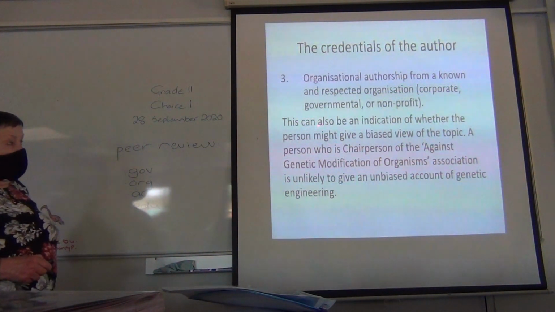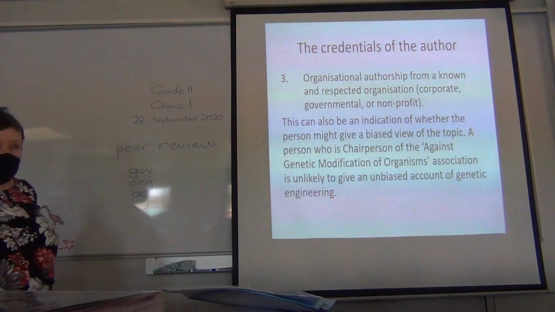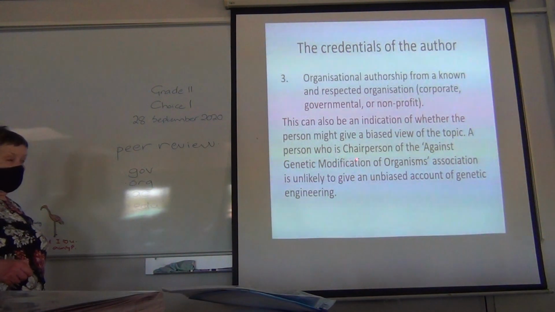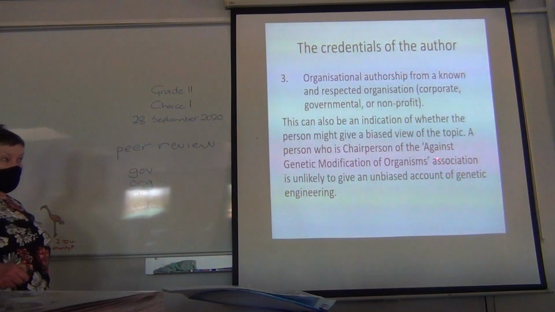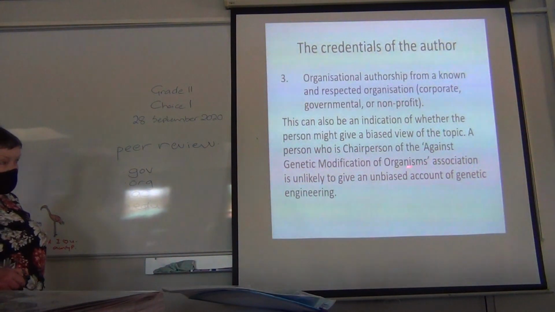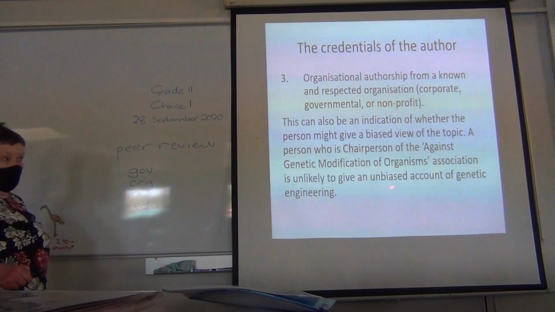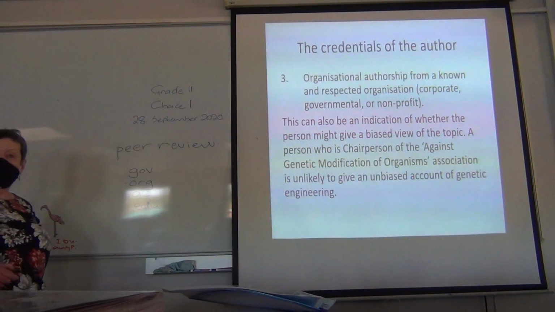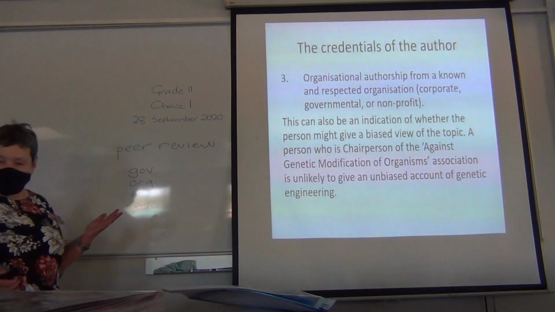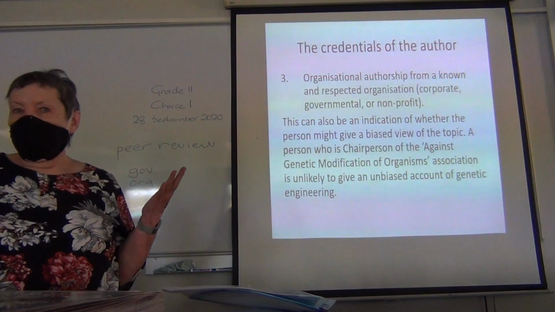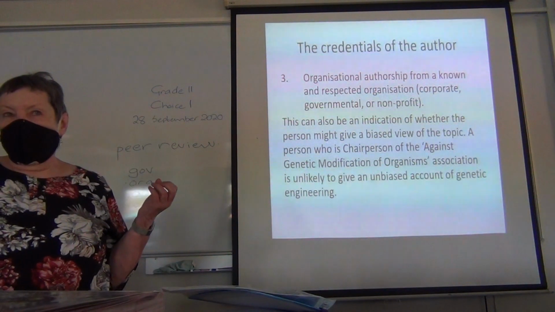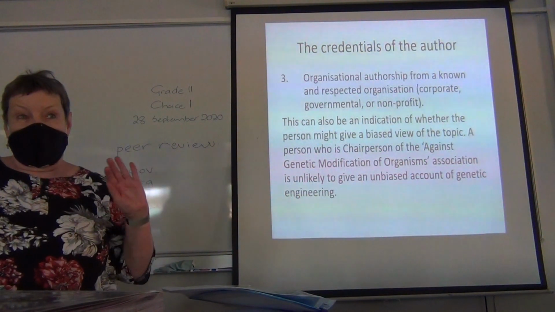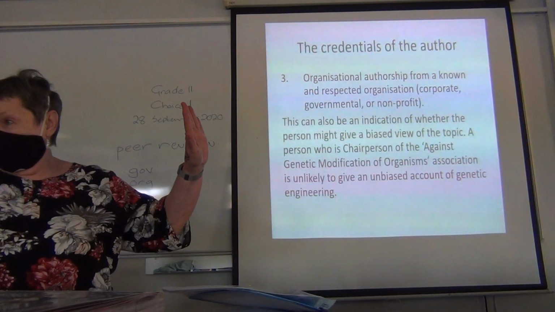Okay, this can also be an indication of whether a person might give a biased view of a topic. So a person who's the chairperson of the Against Genetic Modification of Organisms Association is unlikely to give an unbiased account. You see that you can use it that way. So if you're looking at an article that is written by Professor Saunders, chairperson of the Flat Earth Society, are you going to trust them and their incredible knowledge of geography?